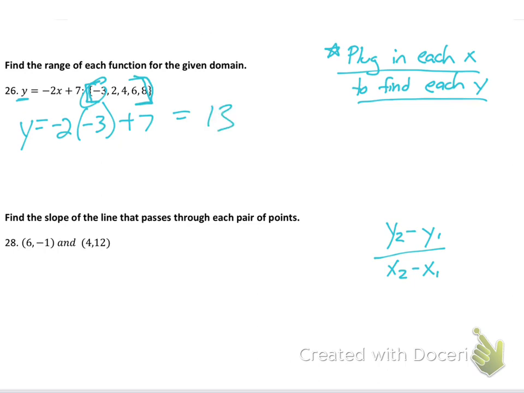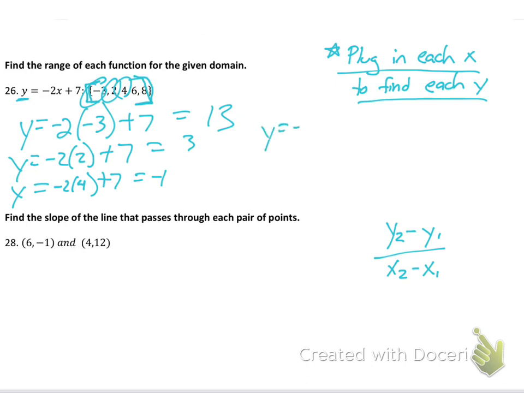Then I have to do it for 2. Y is equal to -2 times 2 plus 7. So it's going to be -4 plus 7 is equal to 3. Y is equal to 4, -2 times 4 plus 7 is equal to, that would be -8 plus 7, which would be -1. And then I'm going to go ahead and keep doing this. It's going to be y is equal to -2 times 6 plus 7. -2 times 6 is -12, so y is going to be equal to -5.